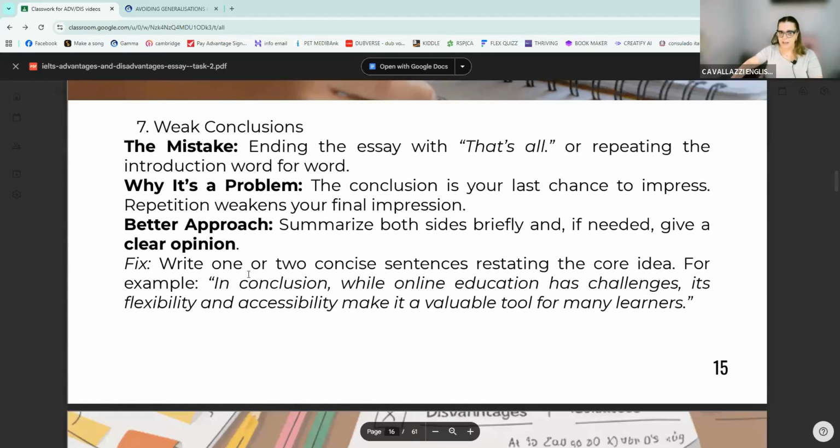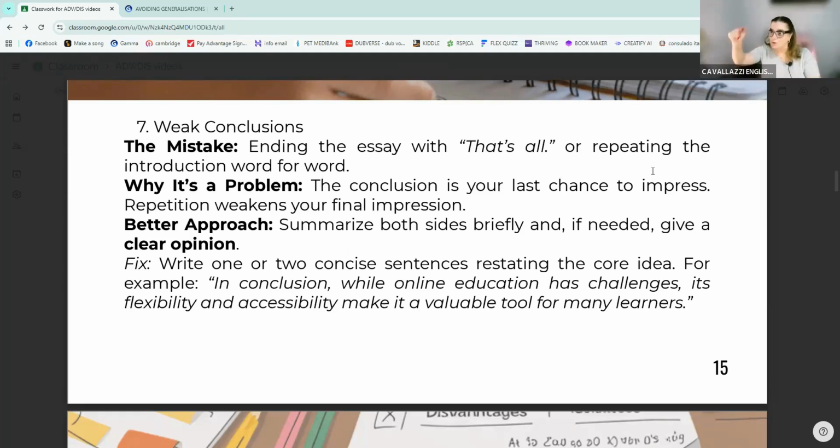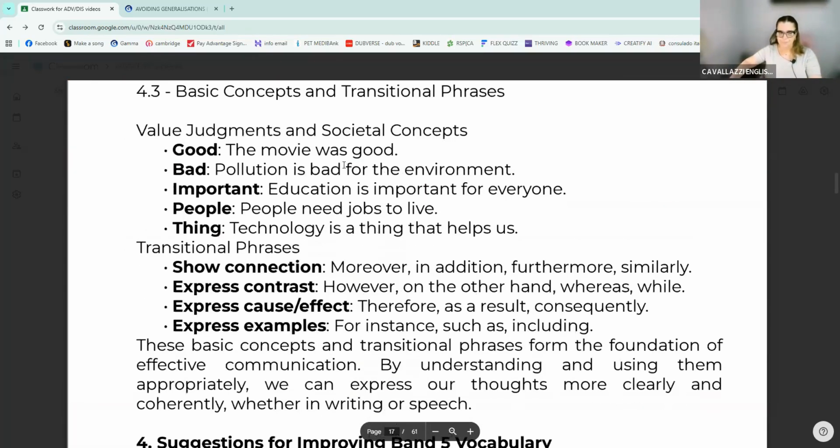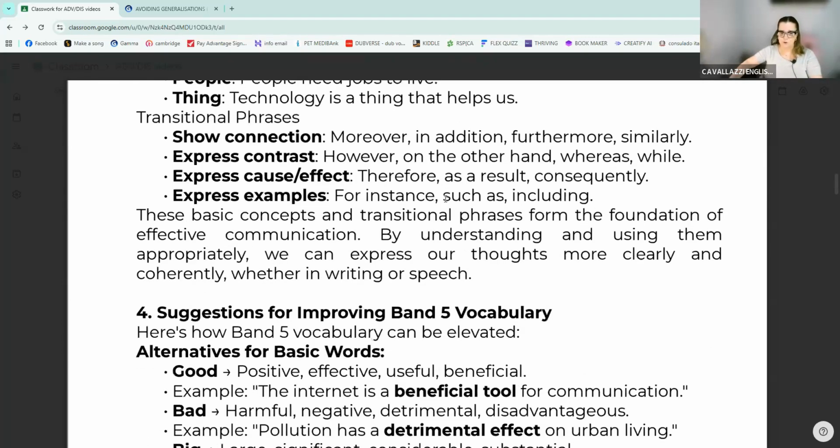For example, here, the book shows how to write a good conclusion and also how to write a bad conclusion. Don't repeat words that are in the introduction. You need to use synonyms or even paraphrase. I haven't talked to you about this yet, but my books will have it. We'll get to that information, okay? Good, bad, important, people think. No way, we are not going to use those. And here in the book, it shows you how you should write, how you should substitute words.